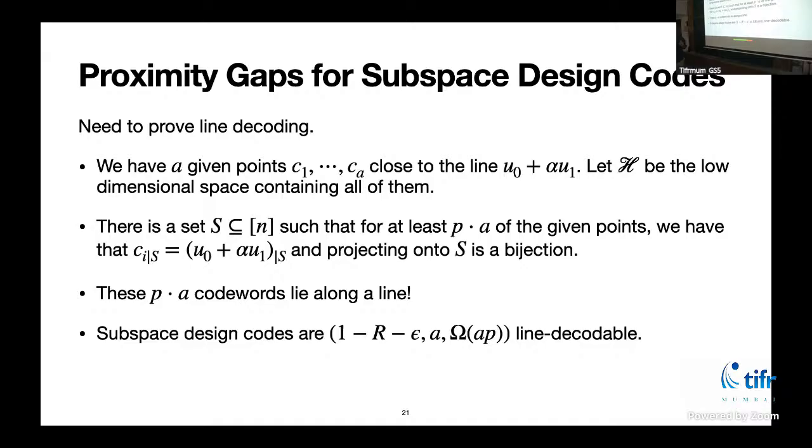So this is line decodability. And this is enough to get line decodability for subspace-design codes. And if you have line decodability, you also get correlated agreement and proximity gaps immediately. Just because we have these nice definitions and everything fits very easily together, the proofs are extremely short.